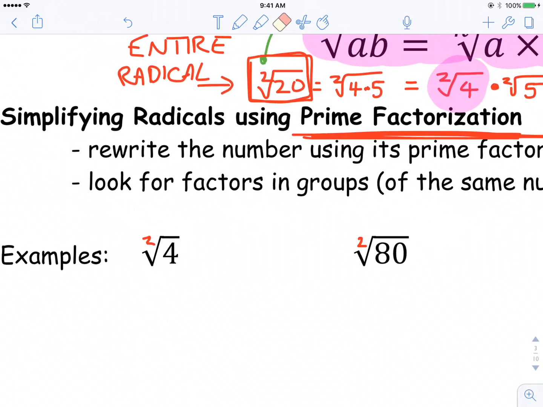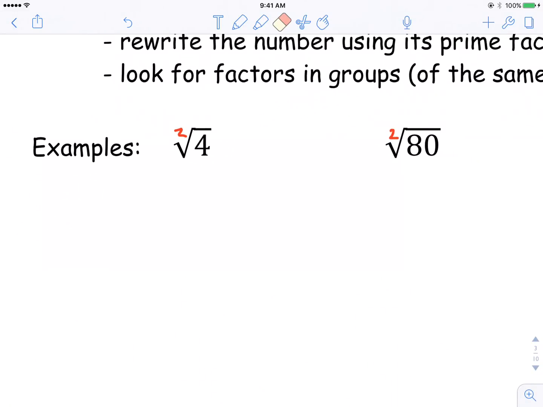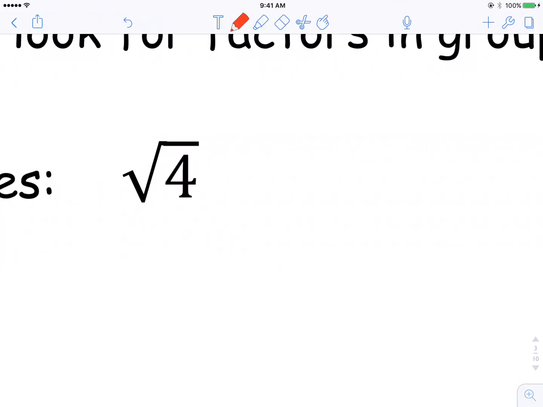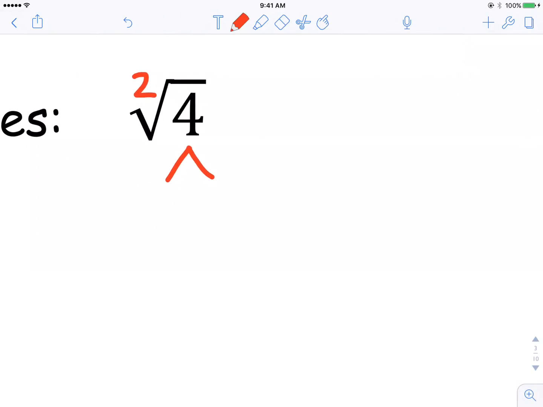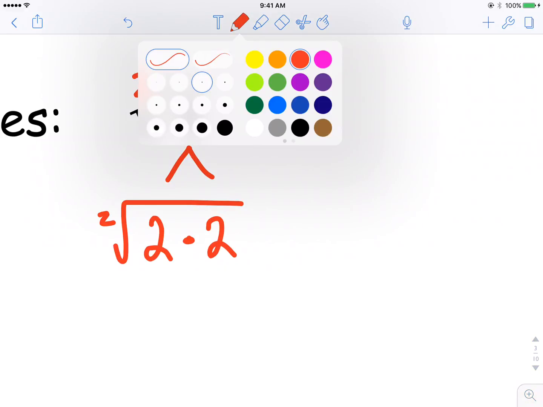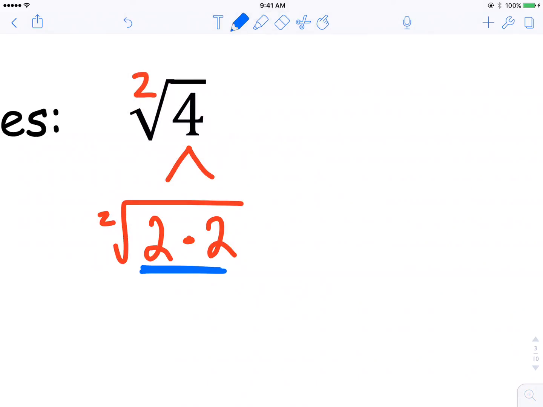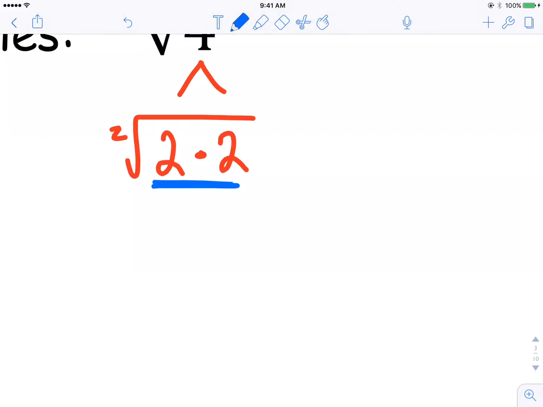And let's just work through the first one. Here we're asked to simplify the square root of 4. There's no number there, but I know that there's a little square root there. So my first step is to break down this 4 into its prime factors, which I know are 2 and 2, and put it all under my radical sign. Now, because it's the square root, I look for groups of 2. Here is one single group of 2. This single group of 2 comes outside the radical sign.